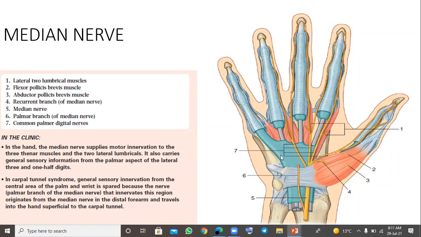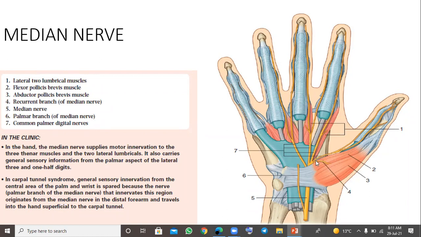So the skin of the palm and the skin of the wrist joint is supplied by the palmar branch of the median nerve before it goes into the carpal tunnel, as you can see. After giving off that branch, the median nerve will enter the carpal tunnel. So it's one of the contents of the carpal tunnel. As soon as it is exiting the carpal tunnel, it will give off that first branch, number 4, which is going to supply these 3 muscles of the thenar eminence. Okay, that branch is known as the recurrent branch of the median nerve.